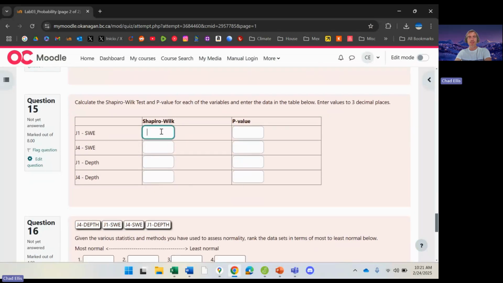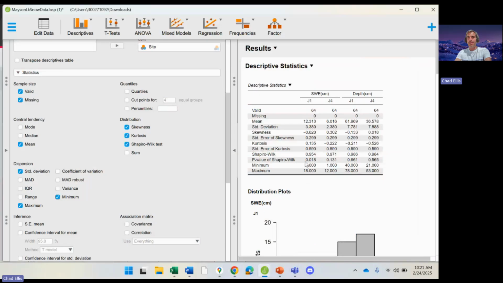Essentially, what you're going to be doing here for question 15, you're going to be entering the Shapiro-Wilk test stat and also its p-value. So go back up here. Here, the Shapiro-Wilk, that's the test stat right there, that 0.954 for site J1 for SWE. And then you're going to enter in the corresponding p-value, which for SWE J1 is going to be 0.018.